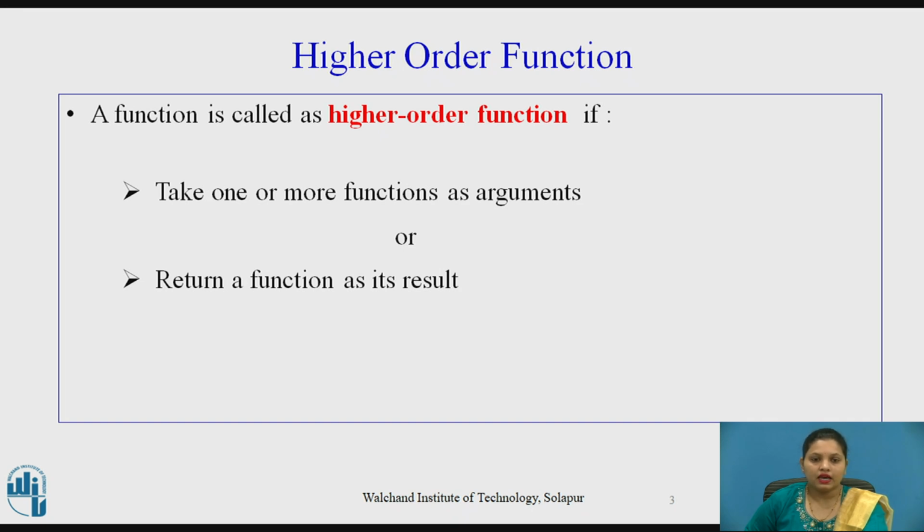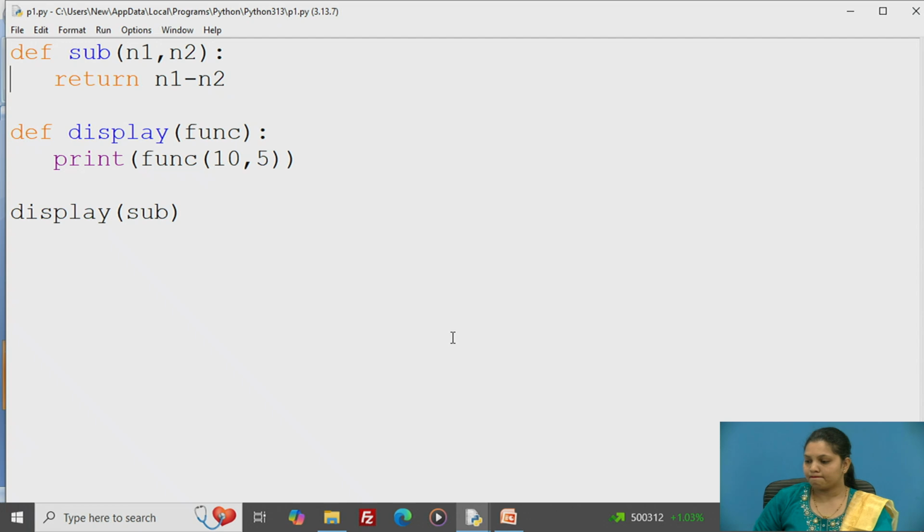Next, we will see a higher order function with an example of passing a function as an argument. Consider this example. In this example, we have a function called display which takes another function as an argument. Next, we have declared another function sub with two arguments number1 and number2. This sub function returns the result as a subtraction of two numbers. Next, we are calling the display function by passing the sub function as an argument.